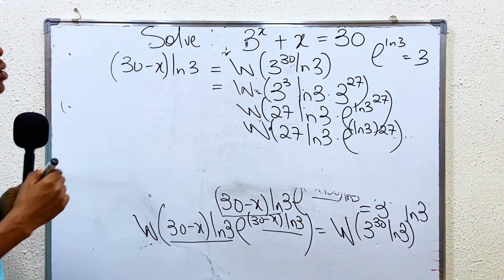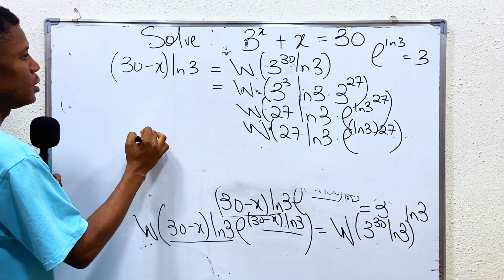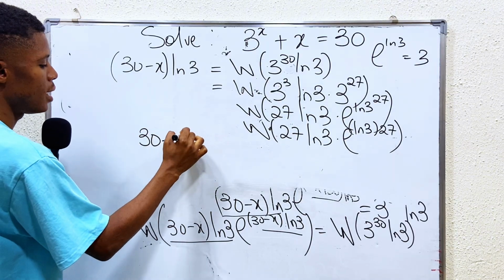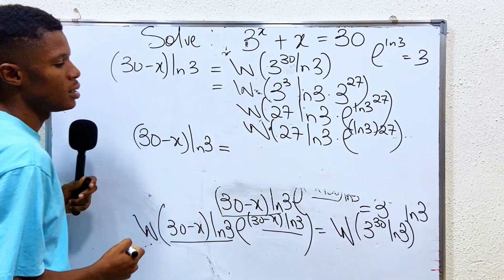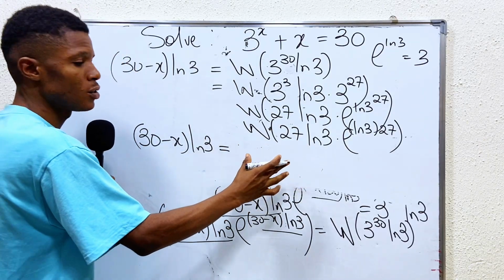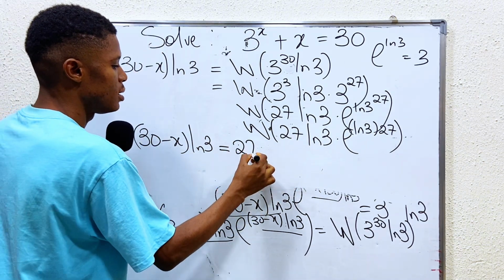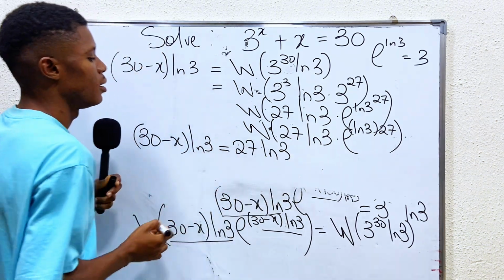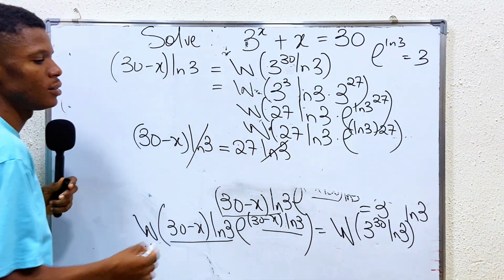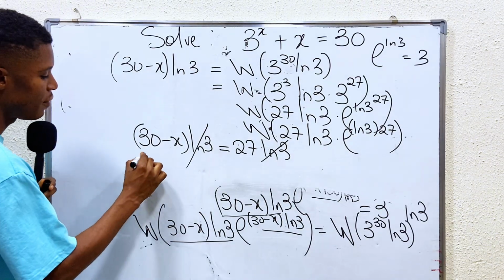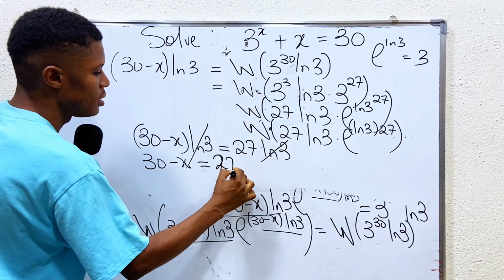So you can now see, if you also take the W function of this, we have the total to be 30 minus x ln 3 is equal to, the W function of this gives 27 ln 3. So we'll have it as 27 ln 3. So here, what do you observe? ln 3 cancels out on both sides. We have 30 minus x is equal to 27.